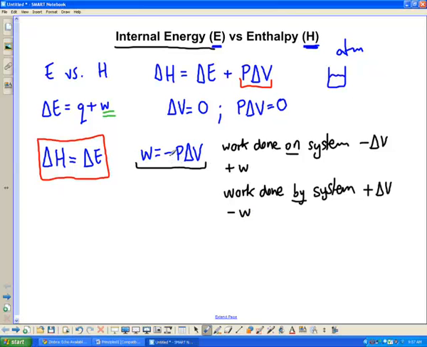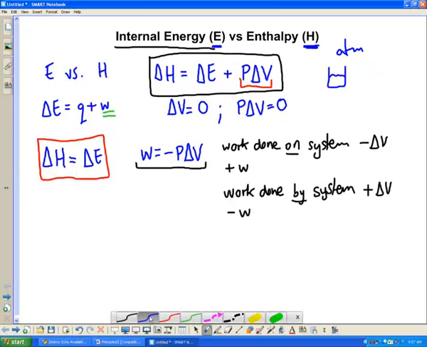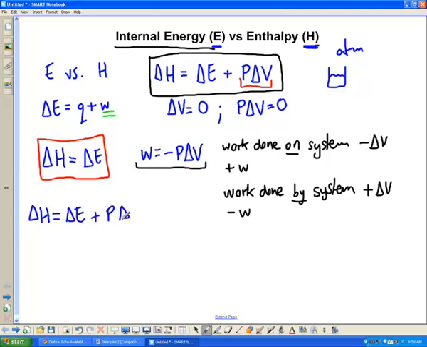Anyway, what we're going to do is take this formula that we had before, and I'm going to show you how we can convert it into something that we can actually work with in terms of variables that we can calculate. So we're going to take this formula again. I'm just going to write it out down here. Delta H is equal to delta E plus P delta V.